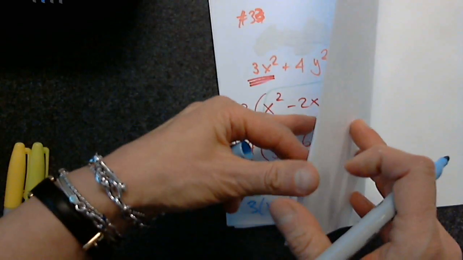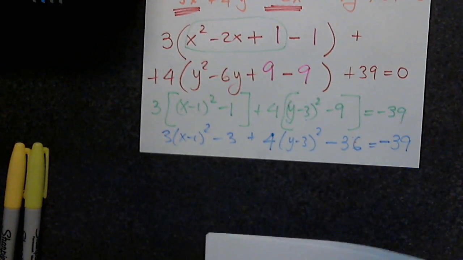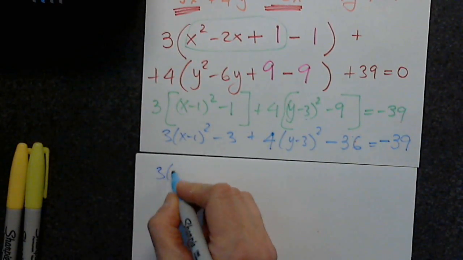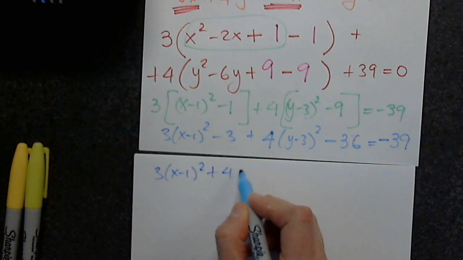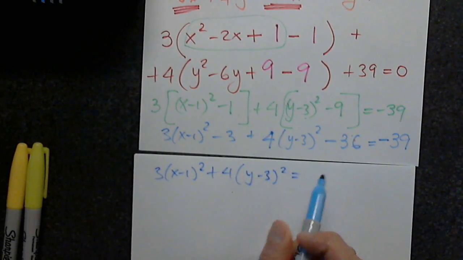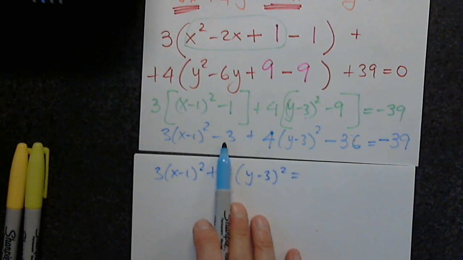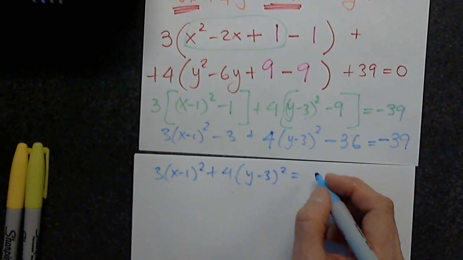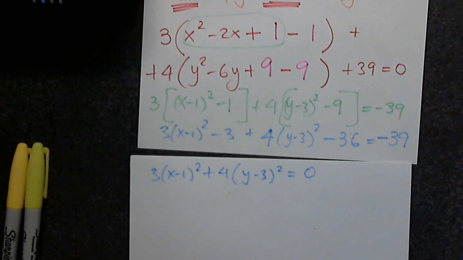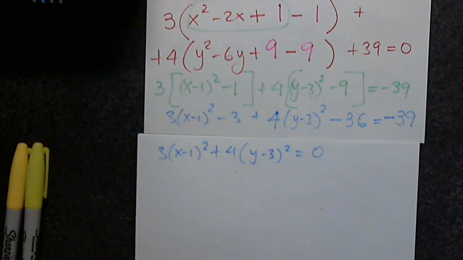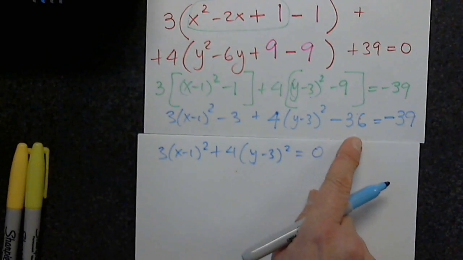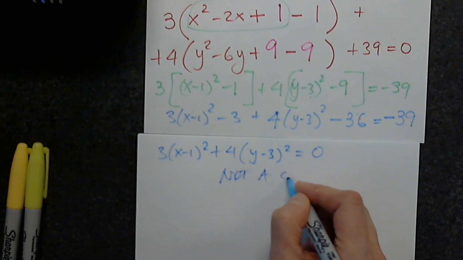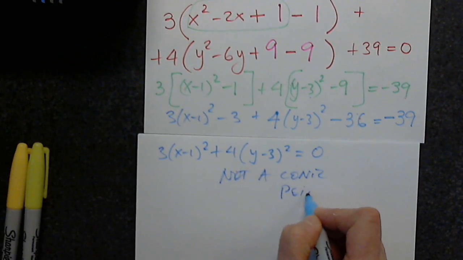Indeed. So it's shaping up into something, I hope. So 3(x minus 1) squared plus 4(y minus 3) squared. And now I have a negative 3 minus 36, and that will be negative 39. Ooh, I get a 0, because this is negative 39 and this is negative 39. Not a conic, just a point.